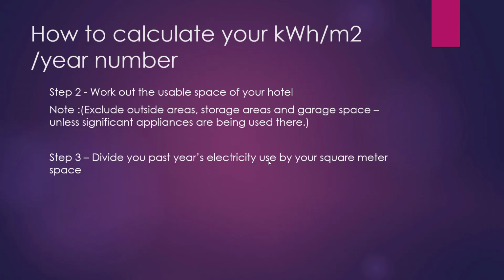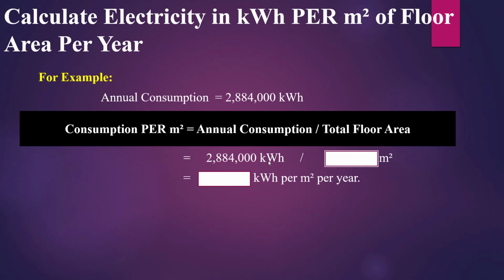Let us see an example step by step here. Step 1. Add up your electricity kilowatt-hour consumption for the past year, for example past 12-month electricity consumption. Step 2. Work out the usable space of your hotel. Note, exclude outside areas, storage areas, and garage space, unless significant appliances are being used there. Step 3. Divide your past year's electricity use by your square meter space. Example. Next step, total consumption in kilowatt-hour divide by total floor area in square meter. Now you will get consumption per square meter in kilowatt-hour per square meter per year.